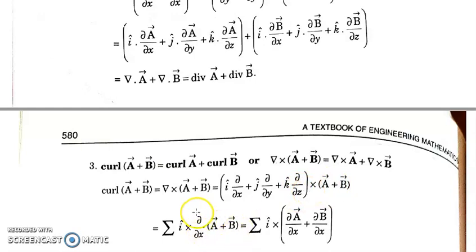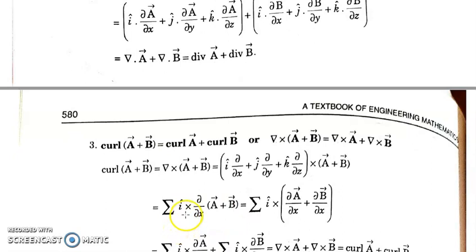Now I can express it as a summation over the i, j and k components. So I can write it as a sum, which becomes i cross dou by dou x of A plus B.